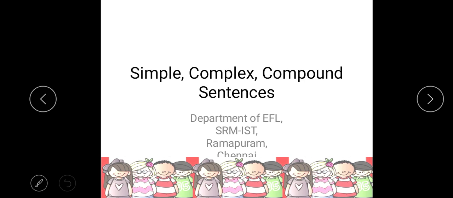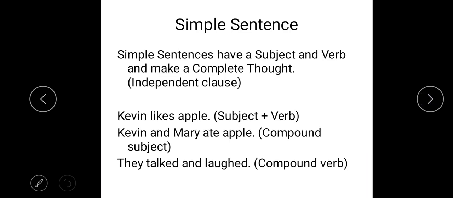Okay, we can proceed. A simple sentence has a subject and a verb and makes a complete thought. It's never half-baked or half left. It's always a complete thought. We call this an independent clause.